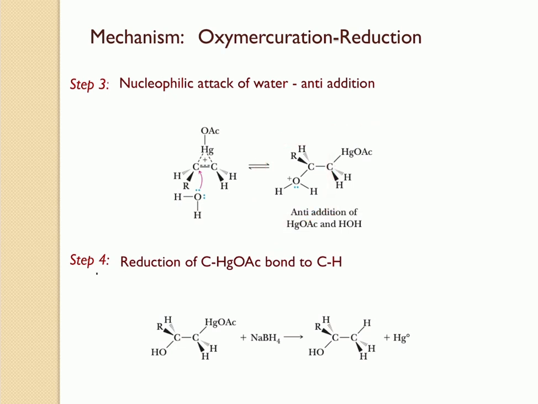This protonated alcohol is going to get deprotonated in the presence of the base, where the base comes and abstracts this hydrogen and neutralizes this positive charge. And in the last step, the C-HgOAc bond is going to get converted into a C-H bond. This is basically reduction. So the bond between carbon and mercury is going to get reduced to C-H, thereby giving us a final compound, which is an alcohol.